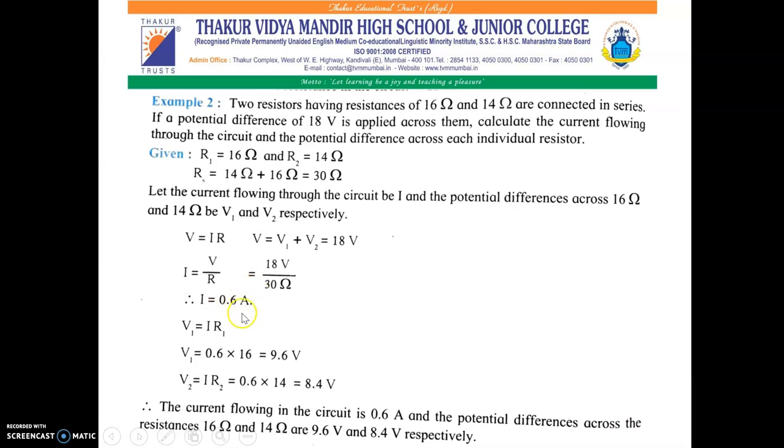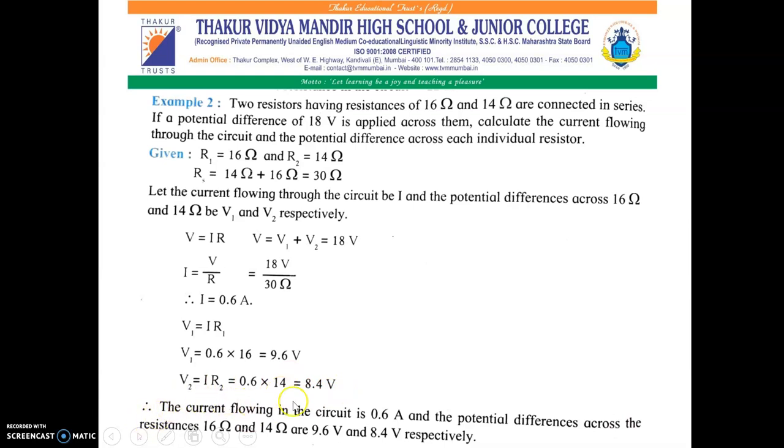Now from this we can easily find out the values of the two voltages, that is V1 and V2. Putting in the formula, V1 is equal to I R1 and V2 is equal to I R2. We just have to put the values and we will get the answer. So over here V1 is equal to I R1. So I is 0.6 and the value of the first resistance is 16. So we get the value as 9.6 volt. Similarly, V2 is equal to 8.4 volts.